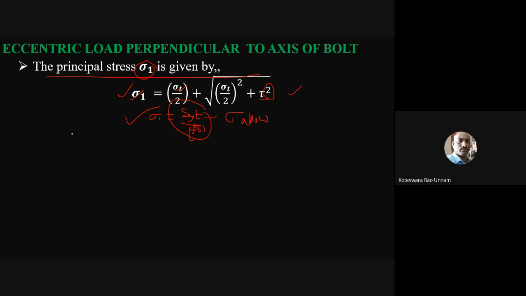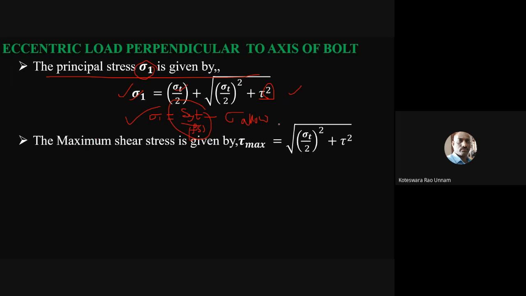But if I want to use the maximum shear stress theory, for that first I need to calculate the maximum shear stress. Tau max is nothing but this, the expression for tau max: square root of sigma t by 2 whole square plus tau square.